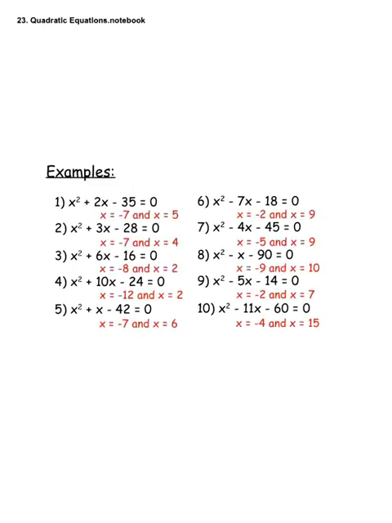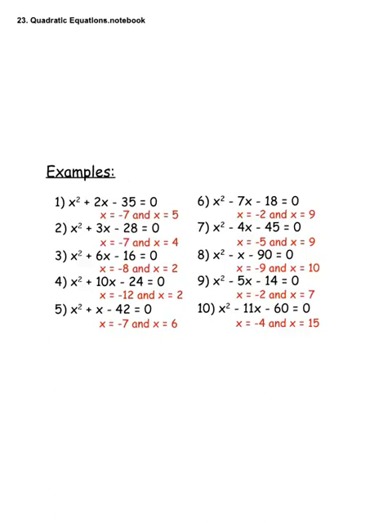Okay, so your solution to question 1 is negative 7 and positive 5. Your solution to number 2 is negative 7 and positive 4. Your solution to number 3 is negative 8 and positive 2. Your solution to number 4 is negative 12 and positive 2. And your solution to number 5 is negative 7 and positive 6.